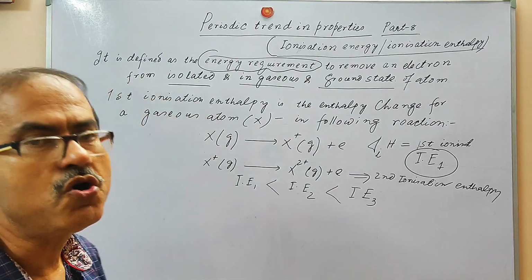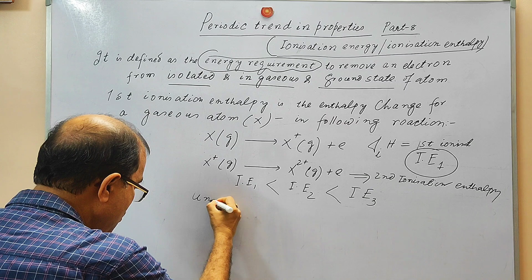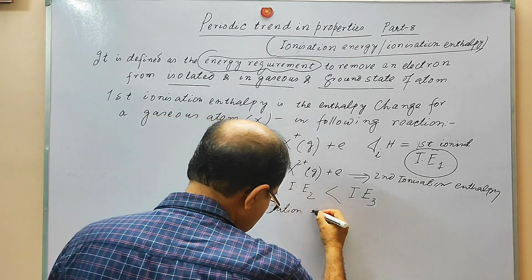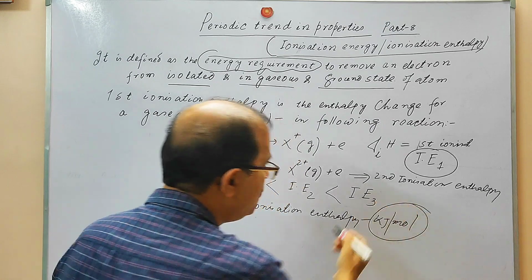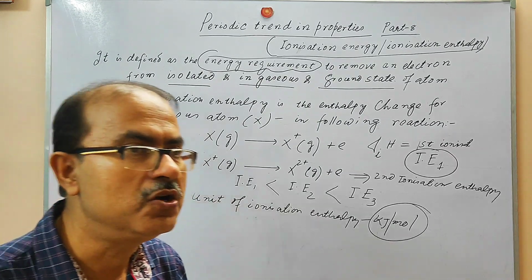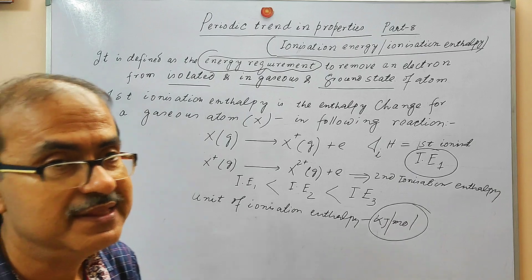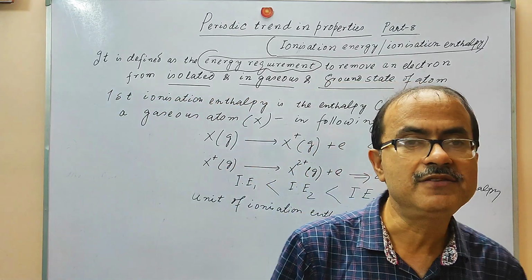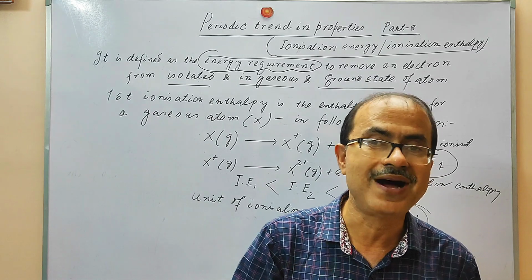The unit of ionization enthalpy is kilojoule per mole. Suppose you have taken 1 mole of atoms, and the kilojoules taken to remove an electron from each of those atoms is the ionization enthalpy, the ionization energy. So the unit is kilojoule per mole. Until and unless it has been told which type of ionization energy it is, it will always be considered the first ionization enthalpy.